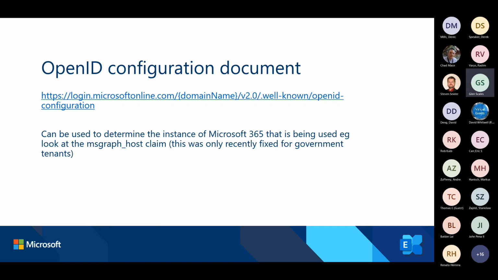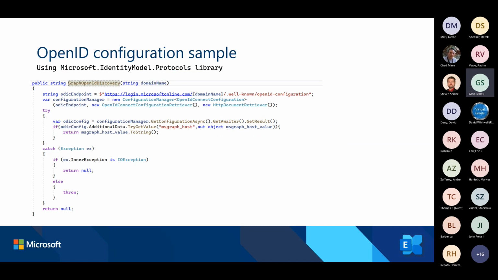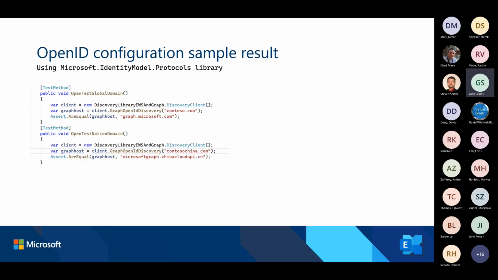But it'll actually tell you whether a particular host is a national or a government tenant. So I've got a quick sample of that. This is just a quick C# method that I created. It basically grabs the OpenID configuration document for a particular domain and looks at the MS Graph host claim that comes back as part of that response. Then, if I use it in a unit test on the next screen, I can work out whether this is a national tenant.